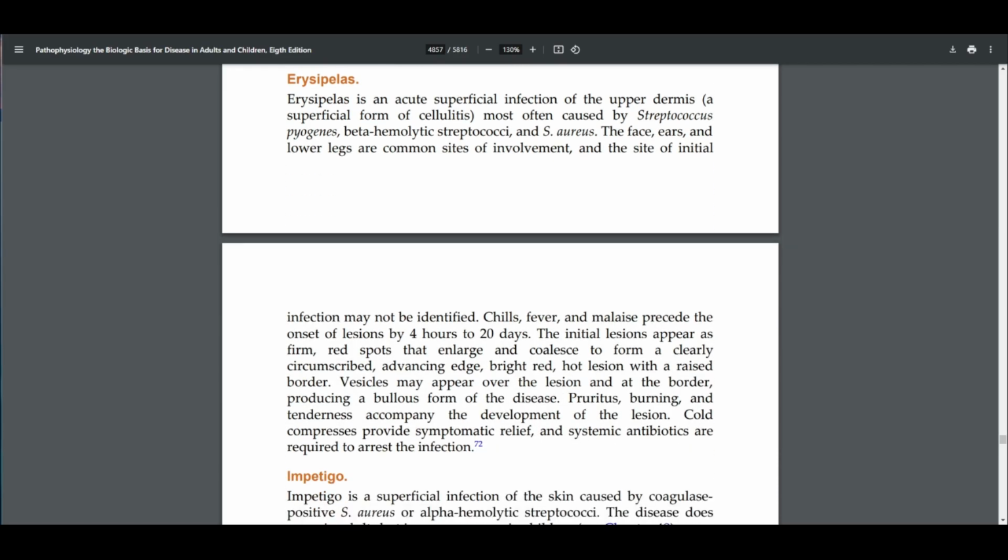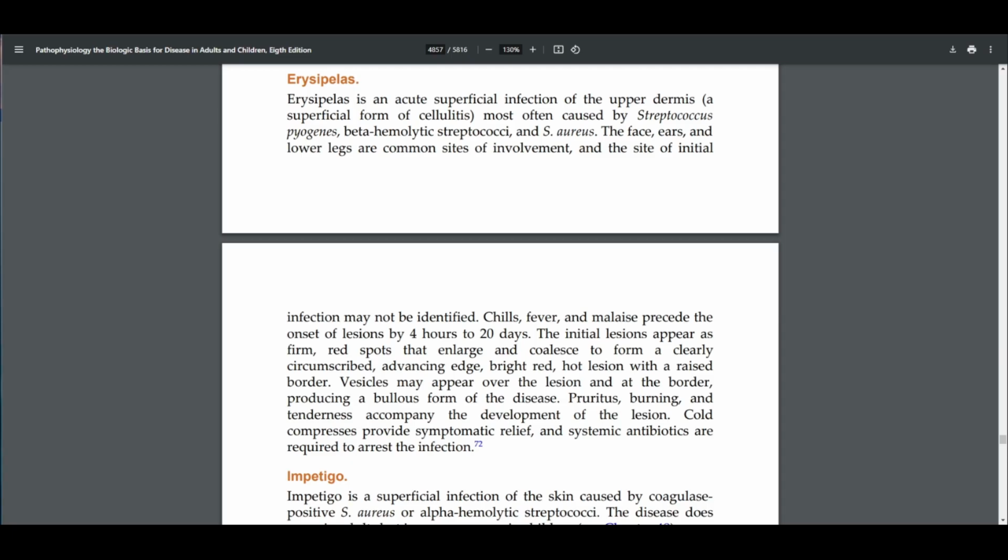Erysipelas. Erysipelas is an acute superficial infection of the upper dermis, often caused by Streptococcus pyogenes, beta hemolytic streptococci, and S. aureus. The face, ears, and lower legs are common sites of involvement, and the site of initial infection may not be identified. Chills, fever, and malaise precede the onset of the lesion by 4 hours to 20 days.